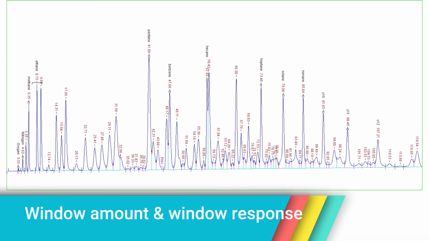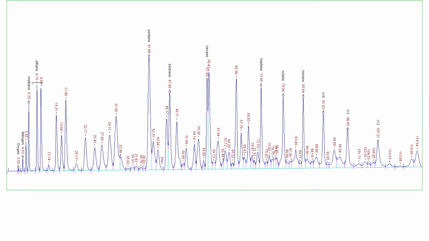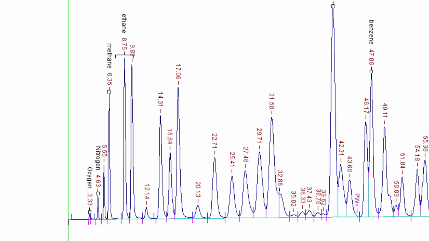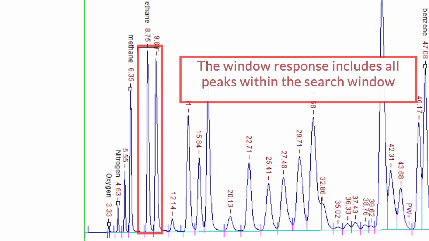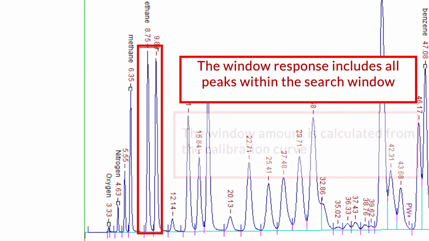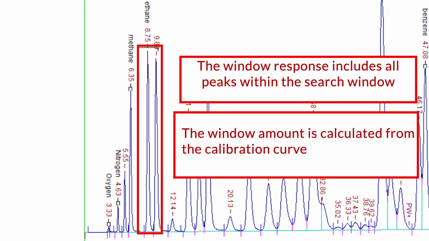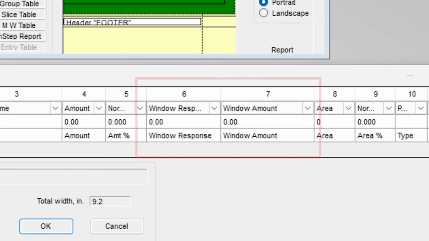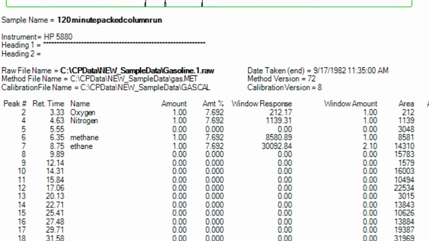Window amount and window response. In addition to calculating amounts for each peak in the chromatogram, the integration algorithm also calculates, for each component, the sum of the responses, either areas or heights, of all peaks that are within the search window. This sum is the window response for the component. Next, using the component's calibration curve, the integration algorithm calculates the window amount for the component. These values are not reported in standard reports but may appear in formatted reports.